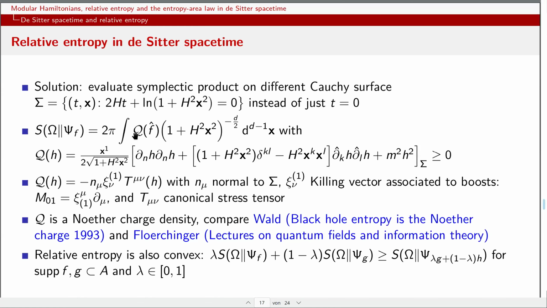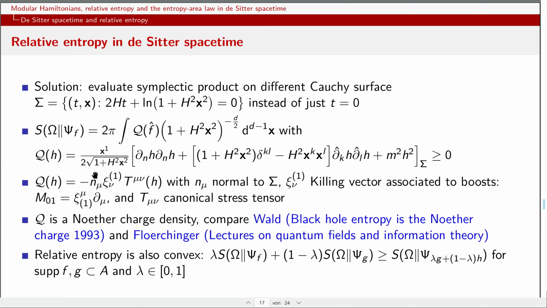What is this density q? Well, again x1, because we're in the right wedge, normalized. And then it's a sum of squares. There's a derivative of h in the normal direction of the Cauchy surface, and there are some derivatives in the surface, so spatial ones. But this is a positive definite matrix, so this whole term is positive definite. And then there's a mass term. So this is really manifestly positive, and we get a manifestly positive expression for the entanglement entropy.